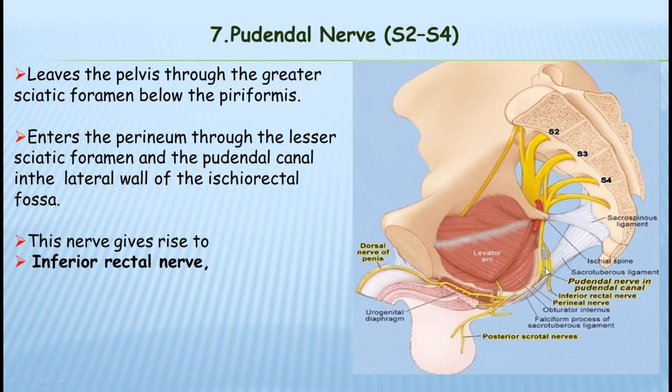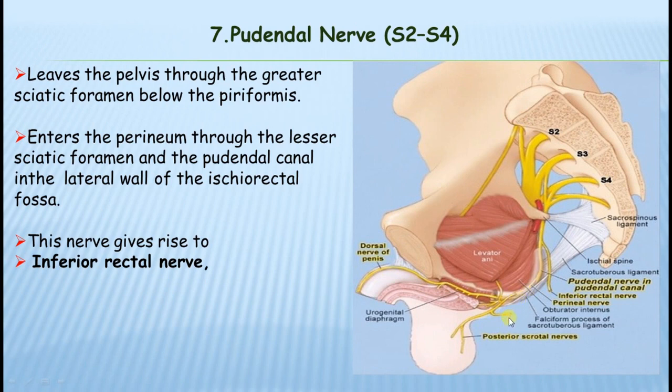Now, along its course in the pudendal canal, it gives off the inferior rectal nerves. They accompany the corresponding vessels. This inferior rectal nerve also supplies the vagina in the case of females.